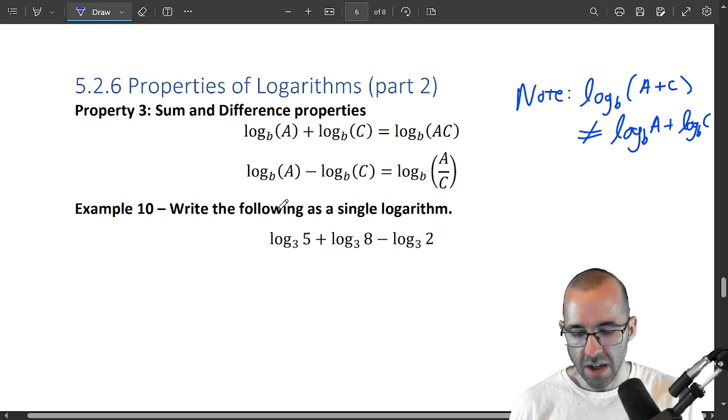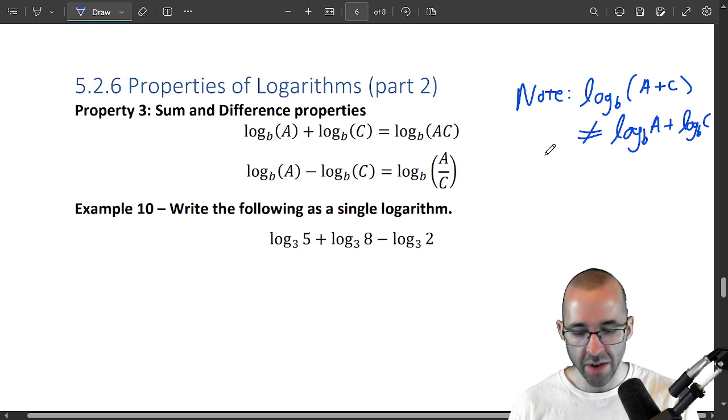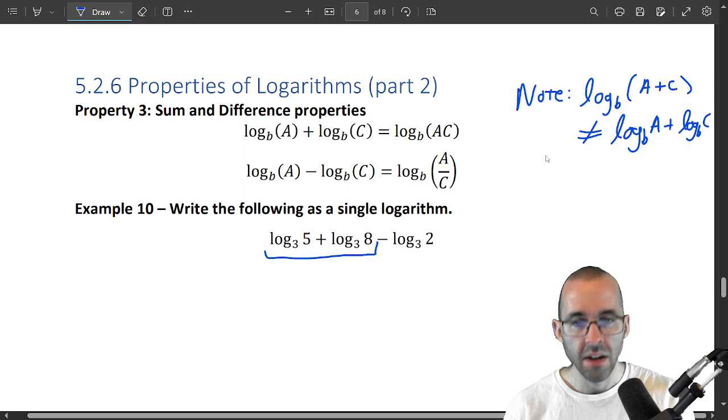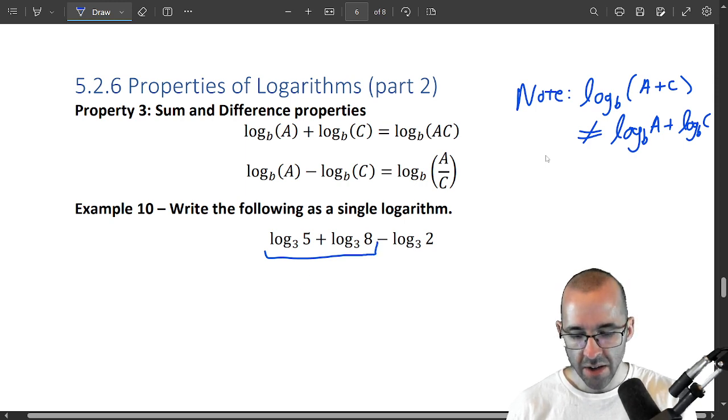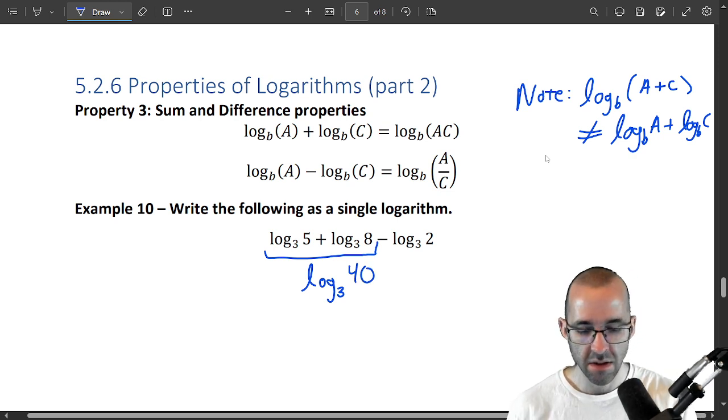So let's do example 10. Write the following with a single logarithm. They all have the same base. So if we add logarithms, that should be just multiplying their insides. Add these 2 logarithms together. That's the same as if we multiply their insides. 5 times 8 is 40. And we're still subtracting this log over here.